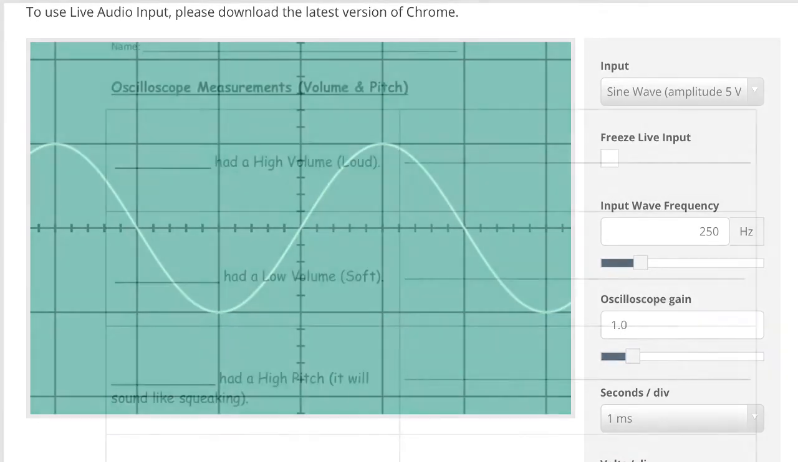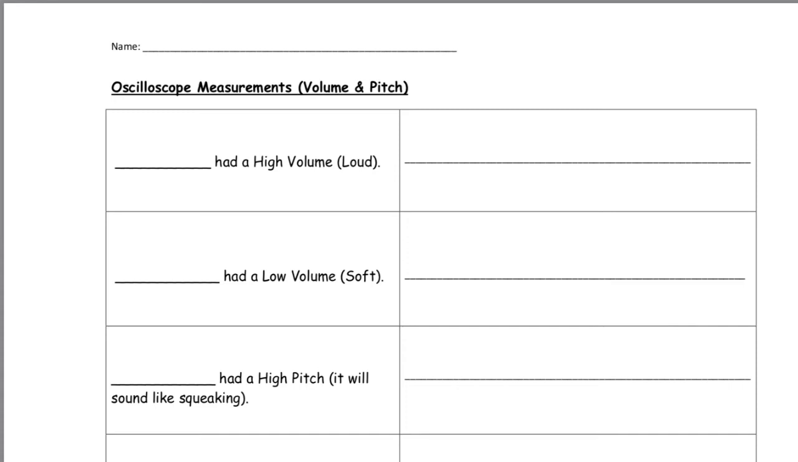So, first worksheet, let's have a look at it. You've got 4 lines there, each one asking you to look at the 4 examples of what the oscilloscope shows us: high volume, or very loud; low volume, very quiet; high pitch; low pitch. So you've got to find an example of each of those 4 things.